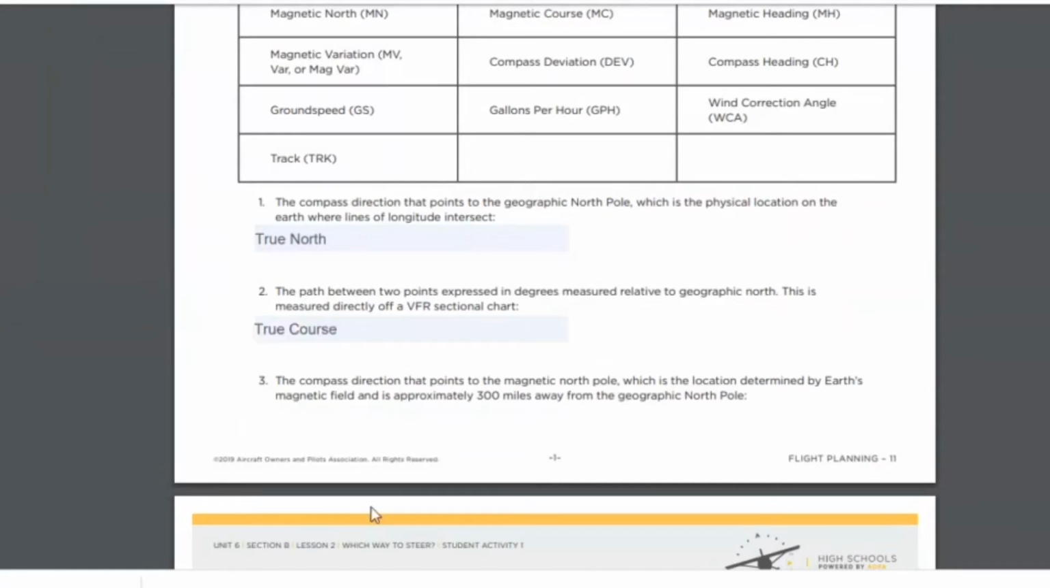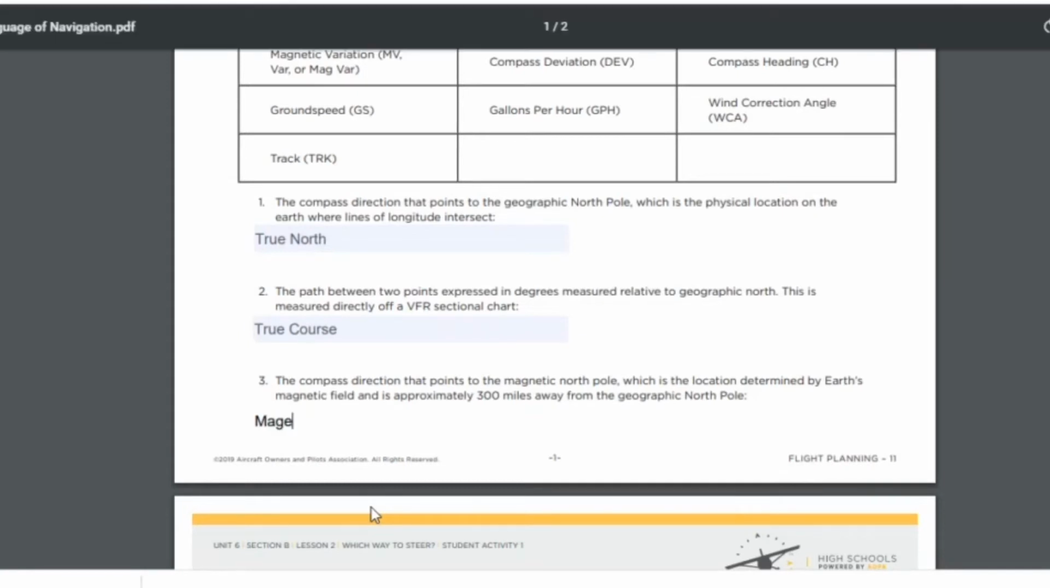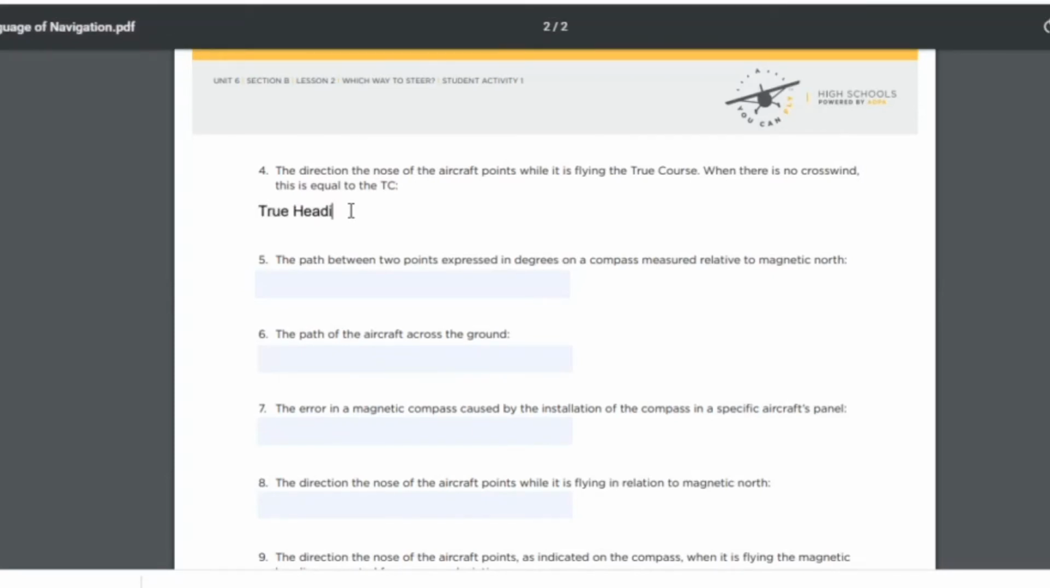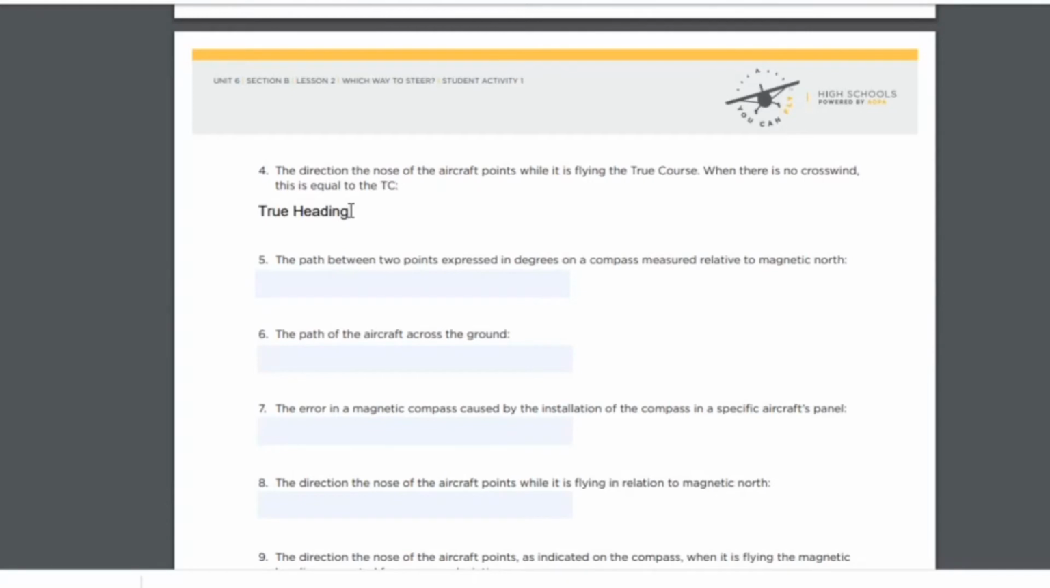Compass direction that points to the magnetic North Pole, which is the location determined by the Earth's magnetic field and approximately 300 miles away from the geographic North Pole. That's the magnetic north. It's the direction the nose of the aircraft points while it's flying the true course. When there is no crosswind, it's the same as your true course. So we said a second ago, when you convert your true course for the winds, you get what we call a true heading.